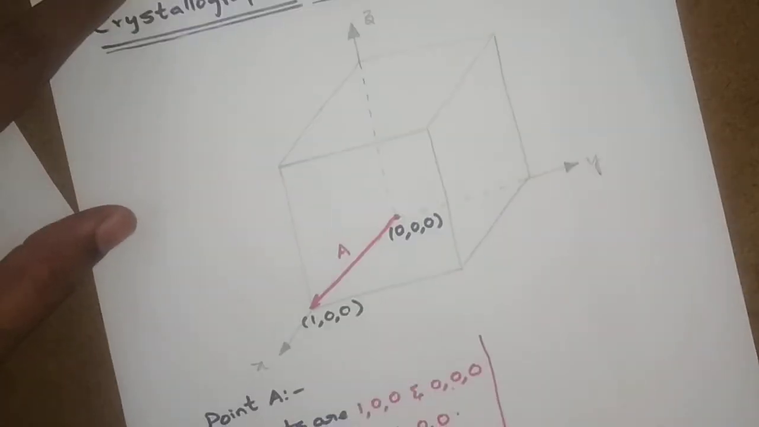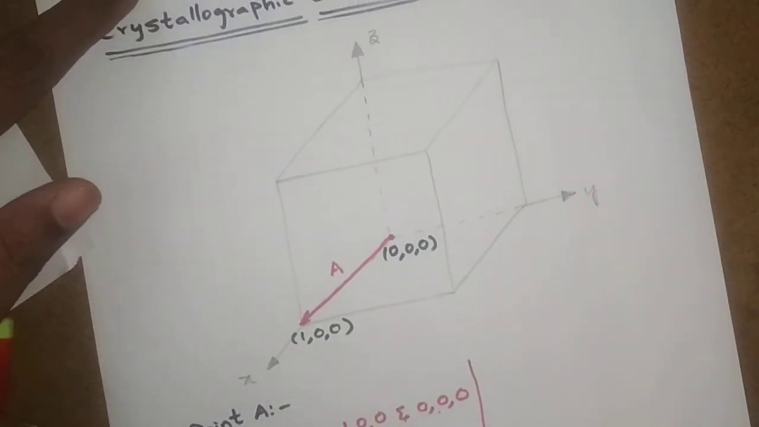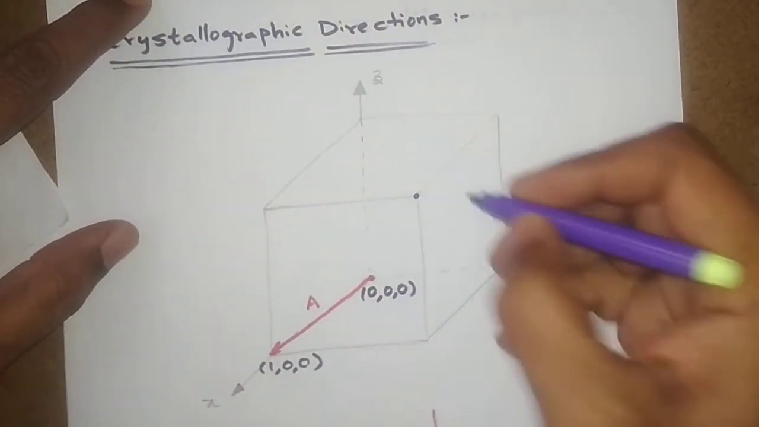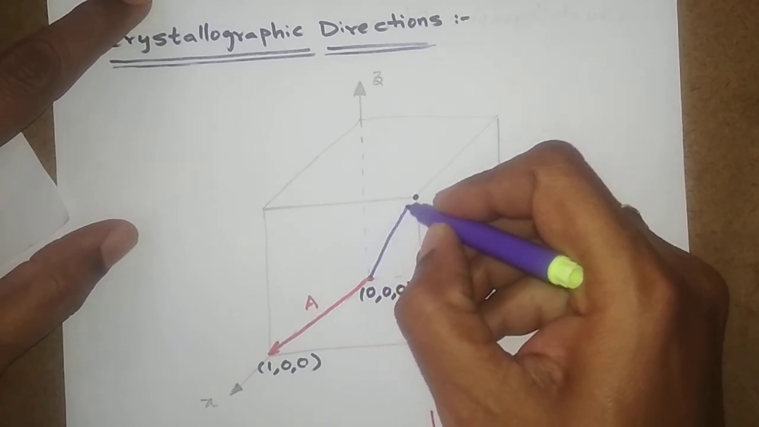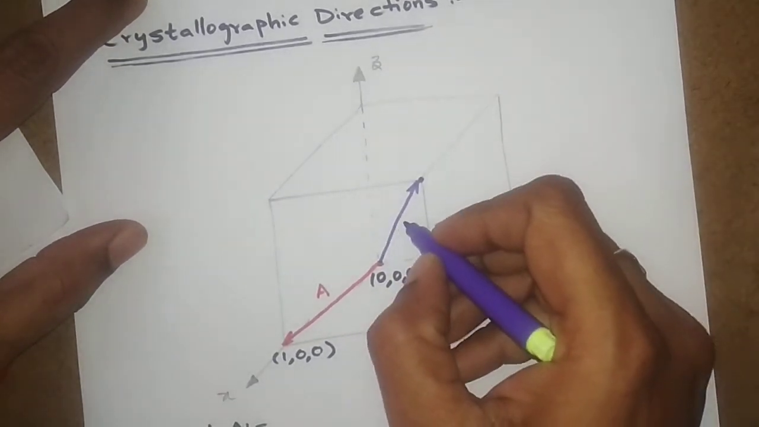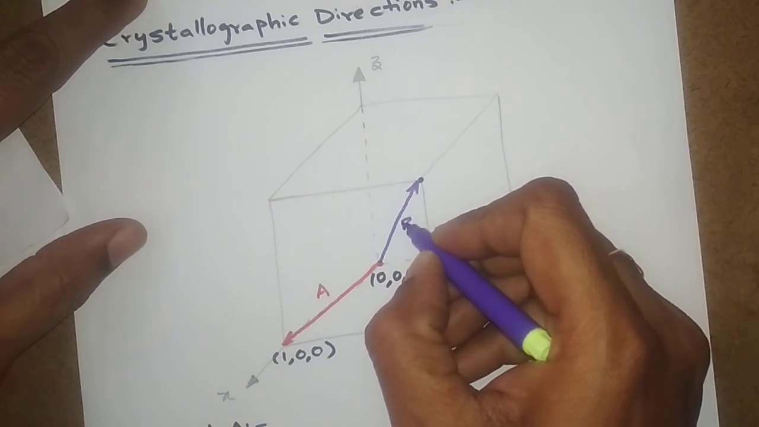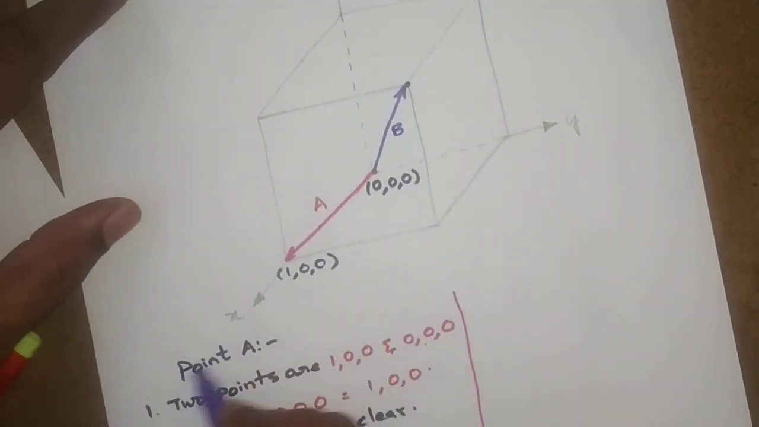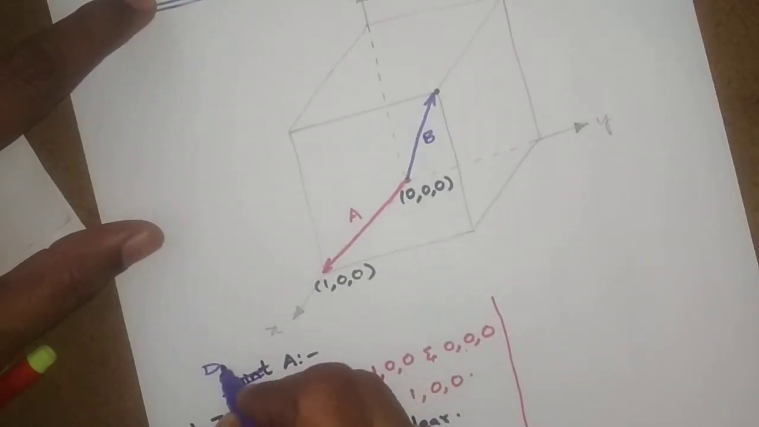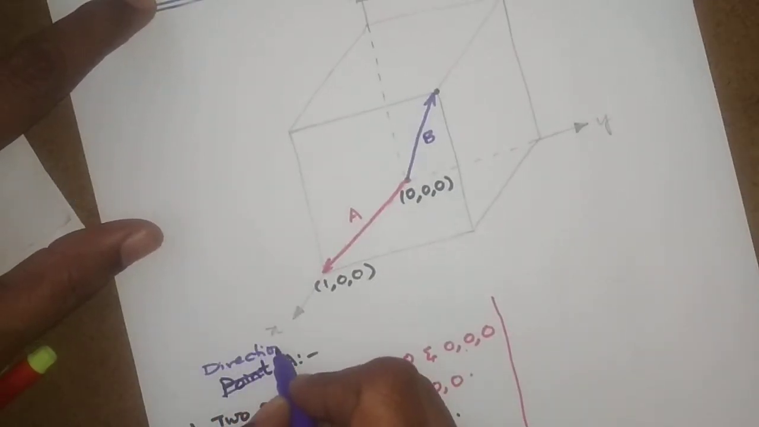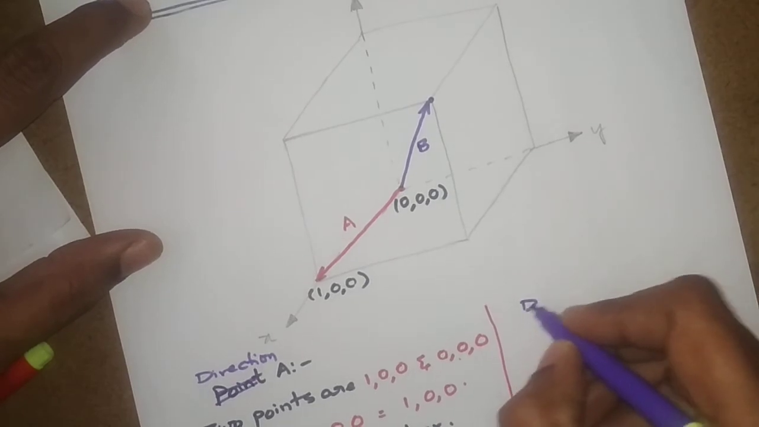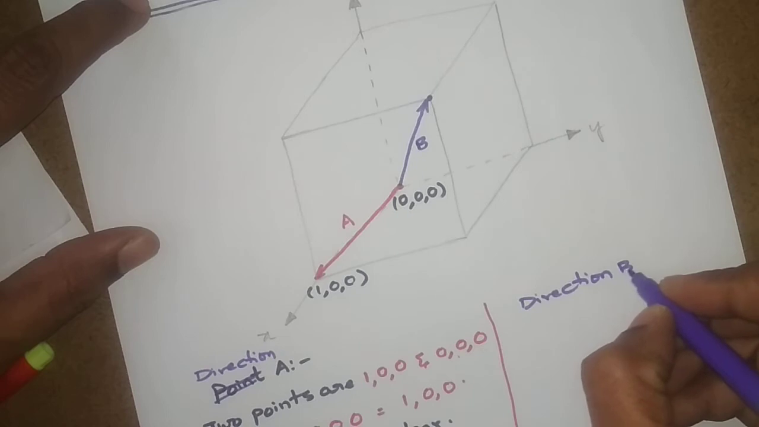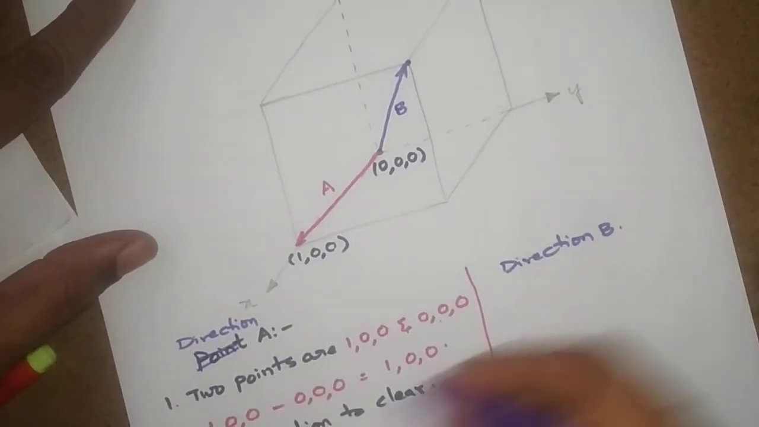Let us take another example. Let me take this particular point. Let me mark this as B, direction B. So this is actually a direction. Similarly, let us identify the Miller indices for direction B.